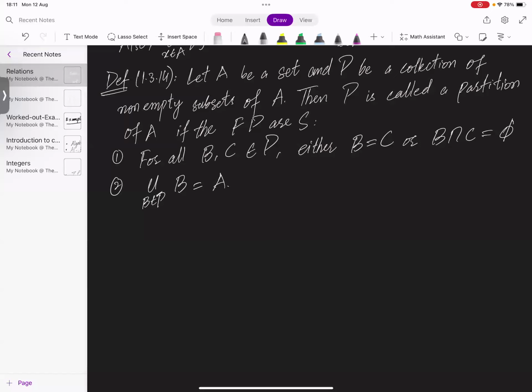What is A? A is the set for which P is a collection of non-empty subsets. So P has non-empty subsets of A, and if we take any two subsets from P, either both subsets are equal or there is nothing common between them. And number two is that if we take all the subsets inside P and union them, we get A. That is the definition of a partition.